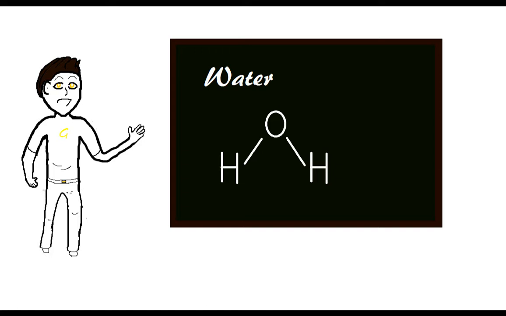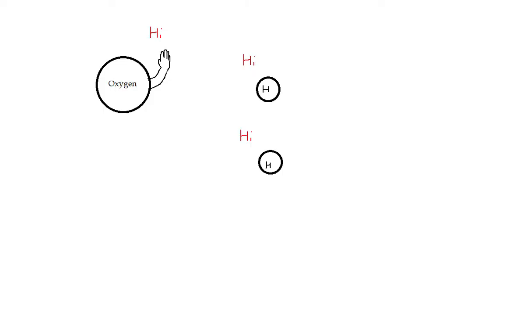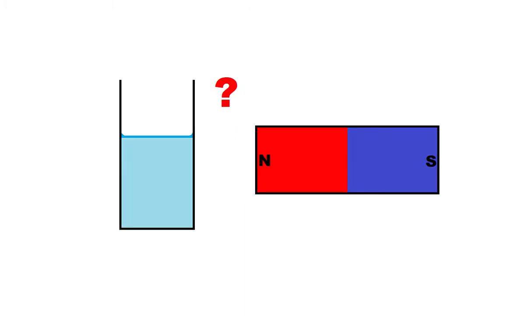Water's made up of two different elements, oxygen and hydrogen. I know, so complicated. But it's the interaction between these two elements that gives water pretty much all the properties we actually care about. Like that helping us live thing. Water is a polar molecule, which simply means there's a positive and negative charge. Kind of like a magnet.